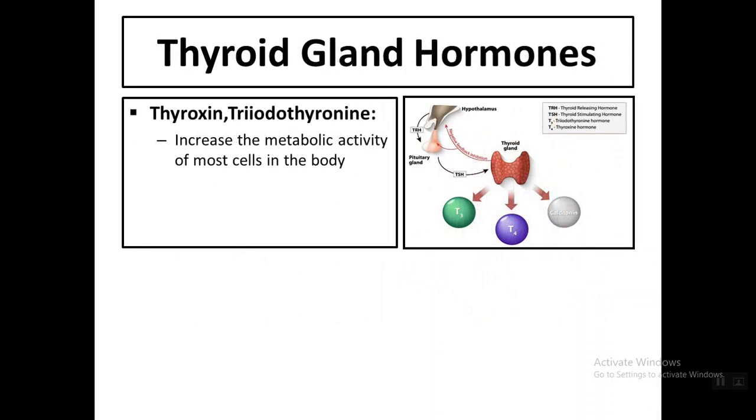What are the secretions, or what are the thyroid gland hormones? It has two types of hormone: thyroxine and triiodothyronine. These hormones increase the metabolic activity of most cells in the body. And another type of hormone is called thyrocalcitonin, or calcitonin. Its function is that it lowers the level of blood calcium.